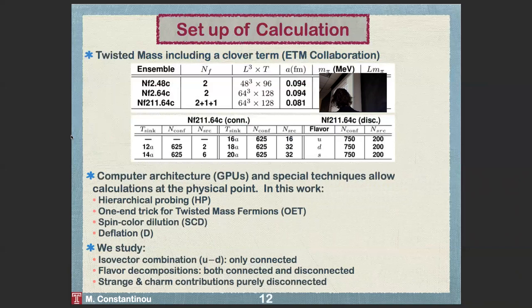And what do we study? We study all the diagrams I have shown, which allows us to do calculations on the isovector and isoscalar combinations, and we are also able to do flavor decomposition because we have computed disconnected diagrams up to the charm quark, which I don't show here because for the nucleon we find it to be negligible within error bars.